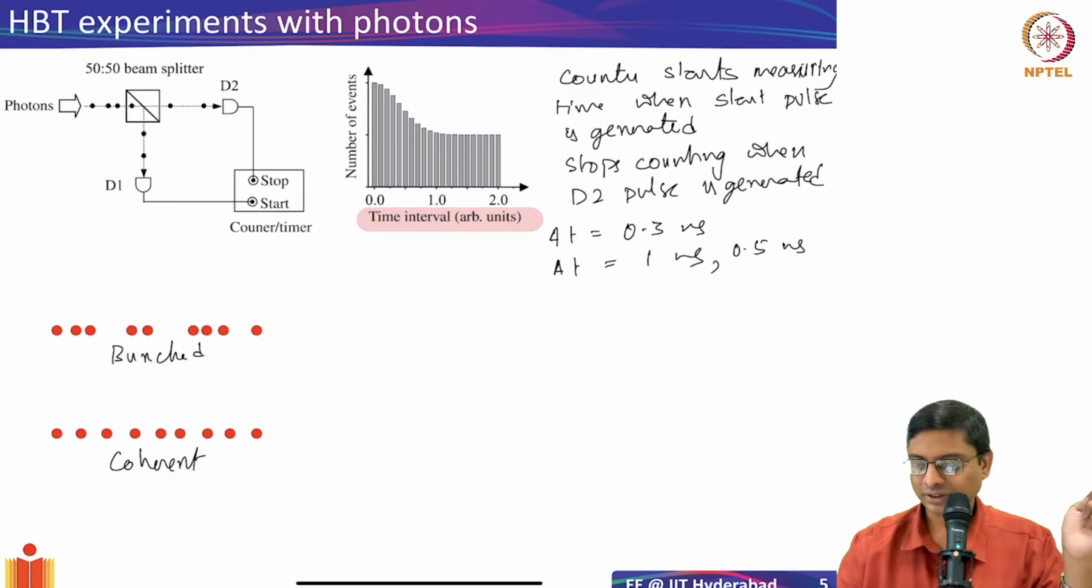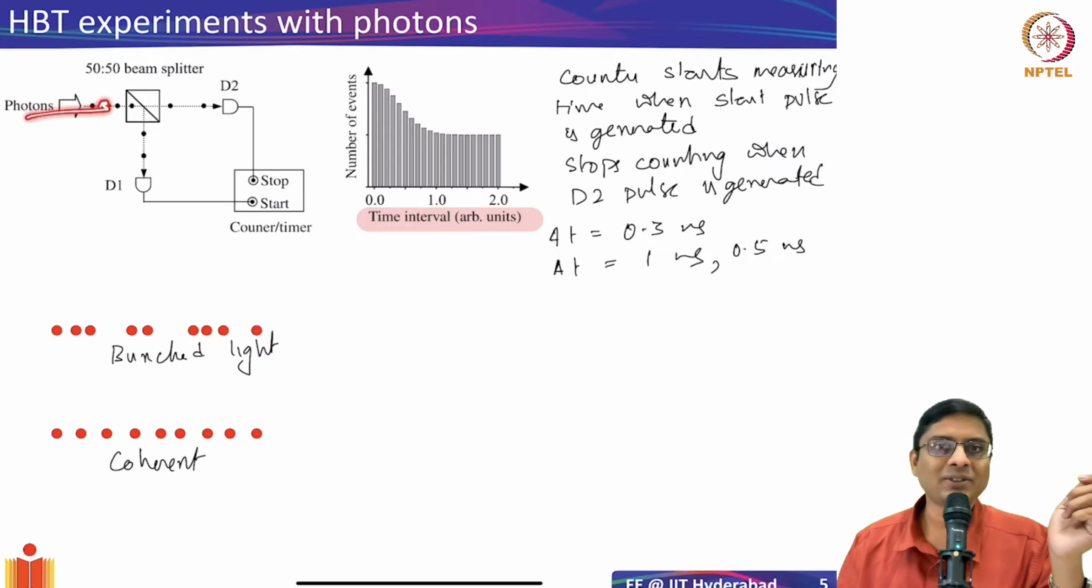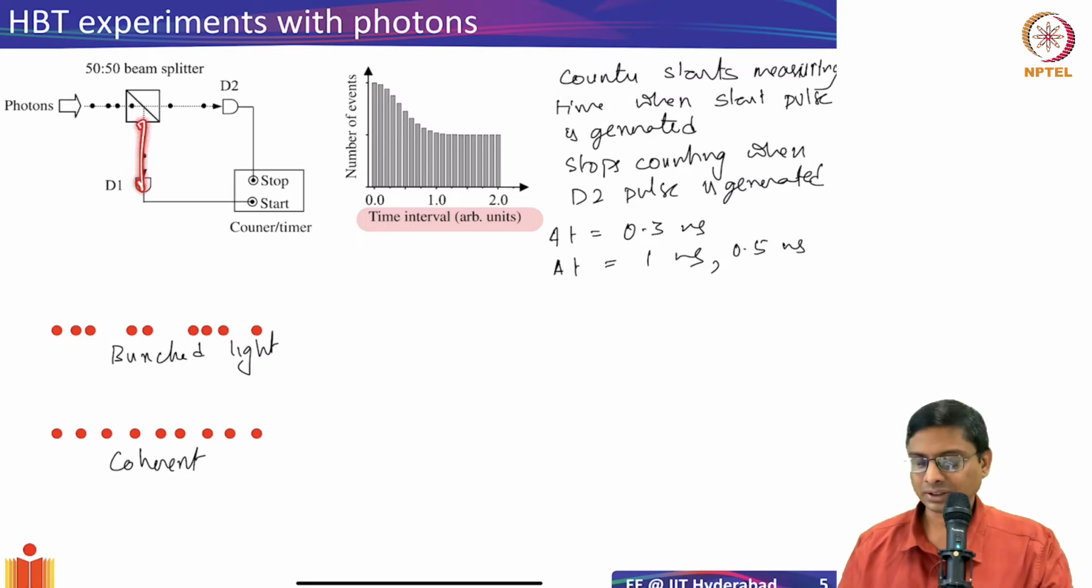Now let's consider what happens in the case of bunched light. Okay. What I call as bunched here. Physically, the photons are like this, right? Now, let's say one photon has come. The first photon has come here. The photon has equal probability of going either to D2 or D1. 50-50 probability. It can go either way. Let's say it went to D1. It starts counting. Now the second photon comes. It again has an equal probability of going to D1 or D2. They are not related, right? So let's say it went to D2. Now you found out the delta T.